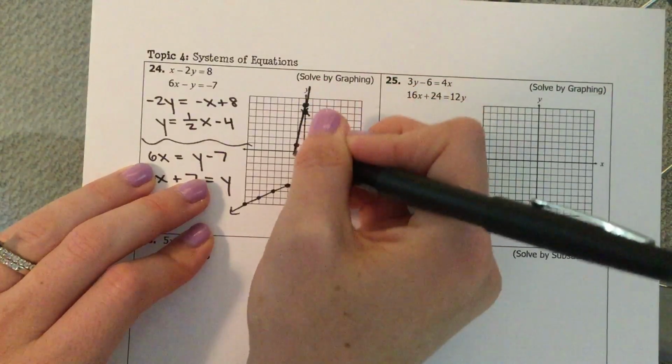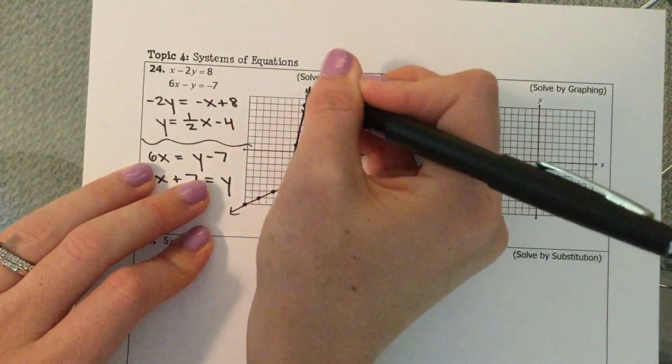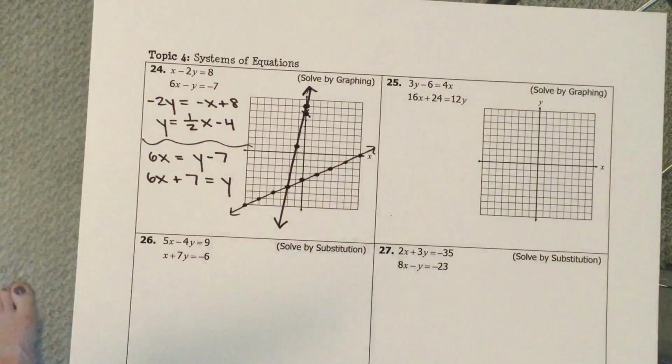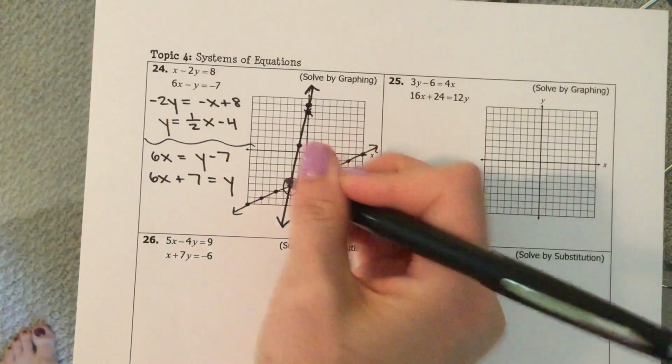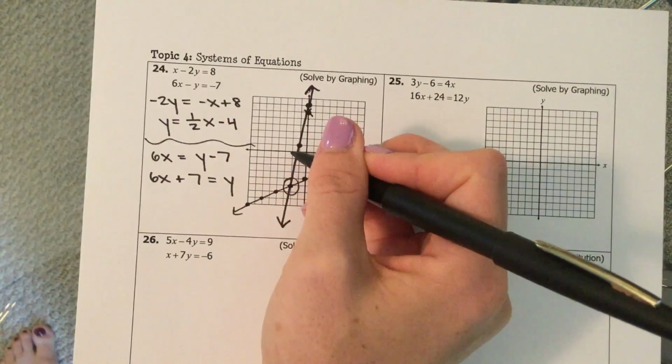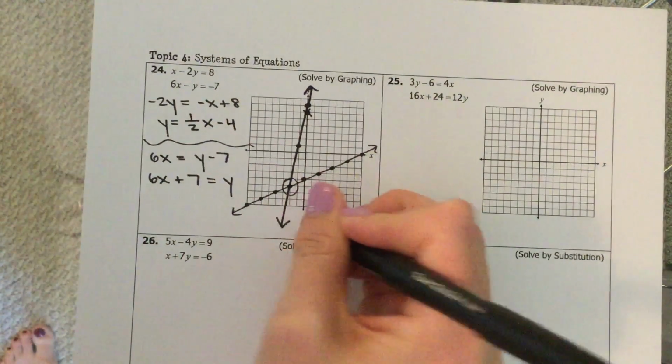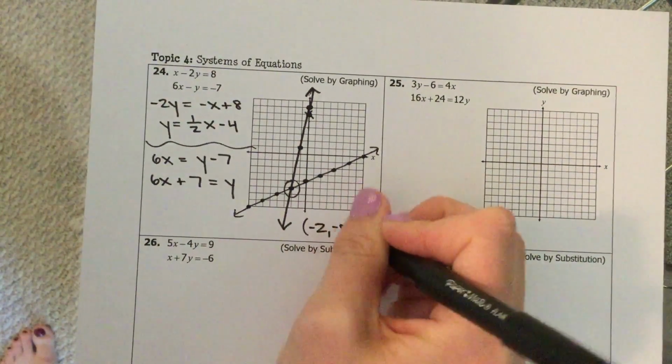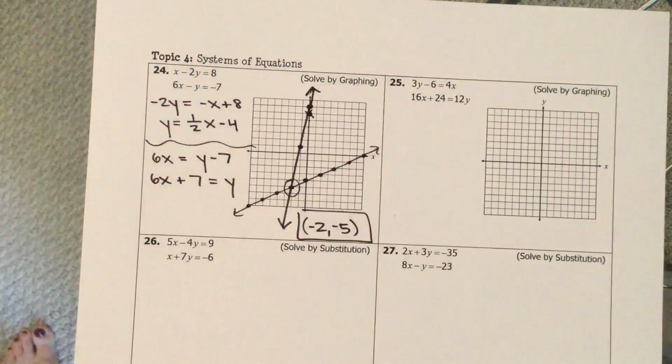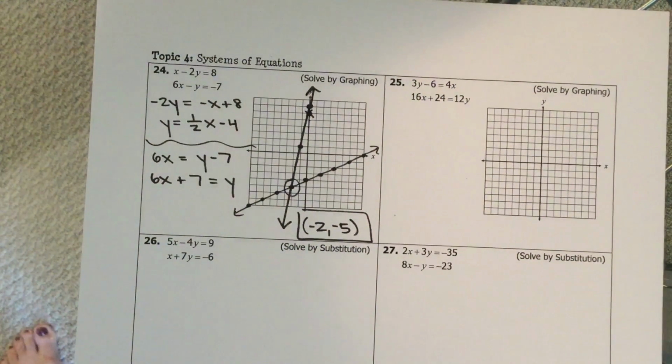So that ends up being our intersection point between the two graphs. And you should have that intersection point listed as your final answer. So if you count back to this point right here, that's over negative 2 and then down to negative 5. So your actual intersection point should be your final answer for something like 24 and 25.